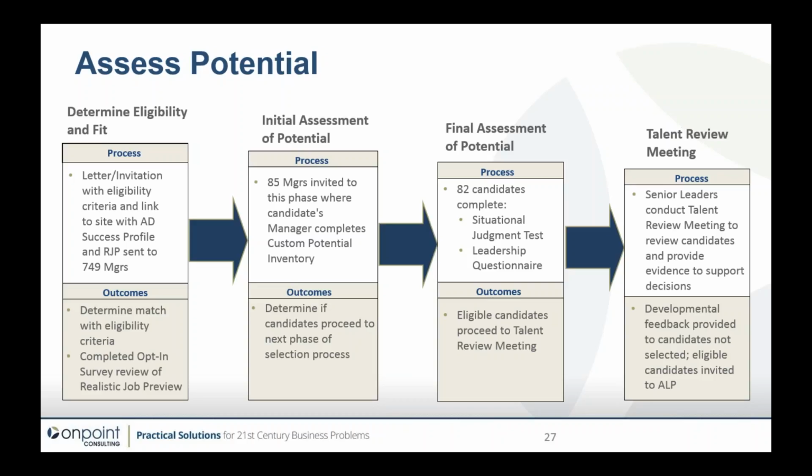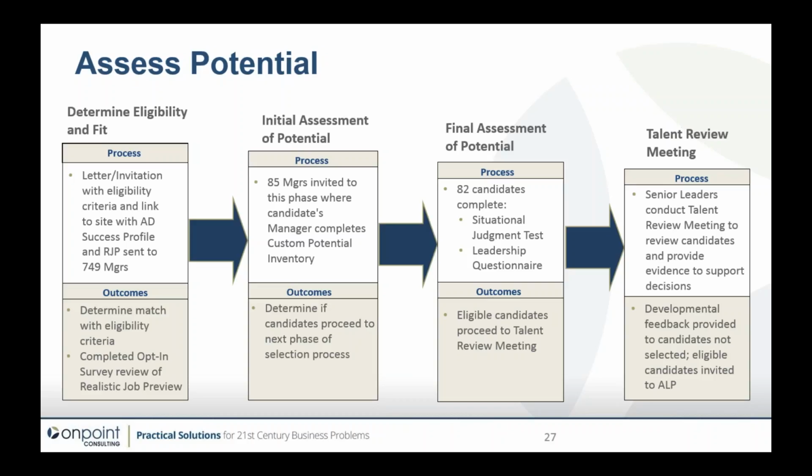So then from this, it kind of narrows down a little bit more, and here it went to 82 candidates, where we do the final assessment of potential, and this is where we start to use the tests. And here we'll use a situational judgment test. This is where we provide a series of scenarios and ask people to select among 5 choices how they would handle it. And the 5 choices are validated, and they're rated in terms of best to least effective, and people get a score.